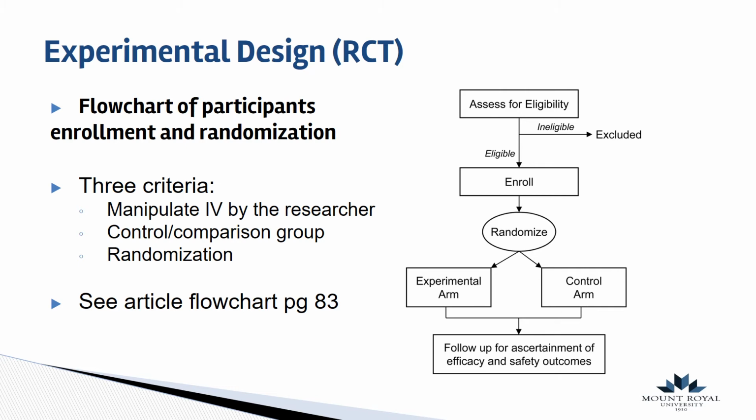Then those that meet the criteria are enrolled, and then they are randomized to the experimental arm or the control arm. And we're going to look at ways that participants are randomized. There's like 4 different ways that we can do that. And then after the treatment, we follow up for the ascertainment of the efficacy and safety of the outcomes.